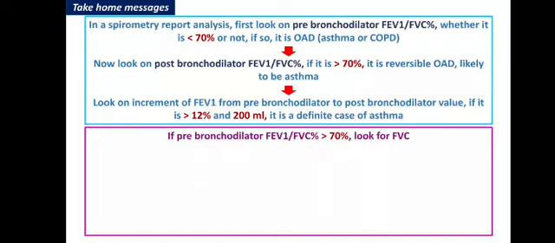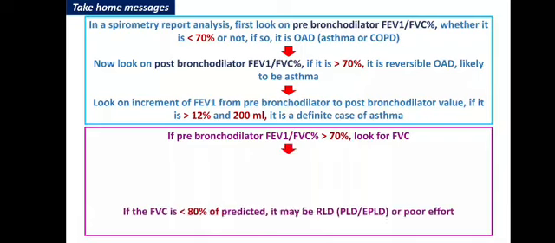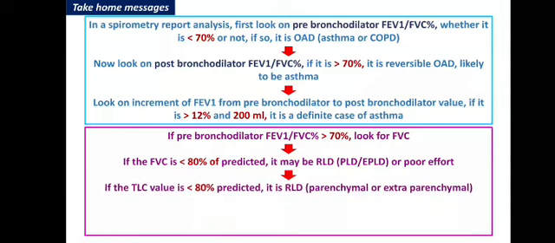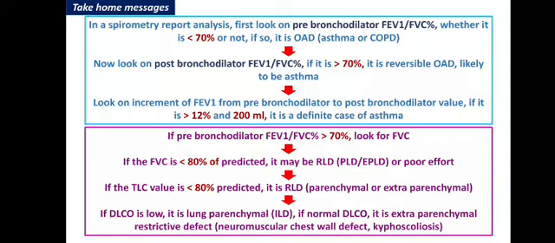On the other side, if the post-bronchodilator FEV1-FVC is more than 70%, look at the forced vital capacity. If the forced vital capacity is less than 80% of the predicted, it may be a case of restrictive lung disease, maybe parenchymal lung disease or extraparenchymal lung disease or poor effort. Now, if the TLC value is less than 80% of the predicted, it is restrictive lung disease, maybe parenchymal or extraparenchymal. If the DLCO value is low, it is lung parenchymal disease like pulmonary fibrosis. If the DLCO is normal, it is an extraparenchymal restrictive defect like neuromuscular disease, chest wall defect or kyphoscoliosis.